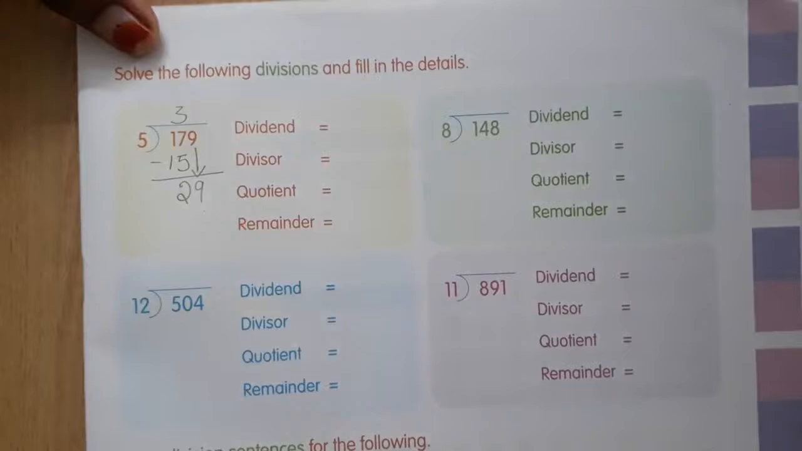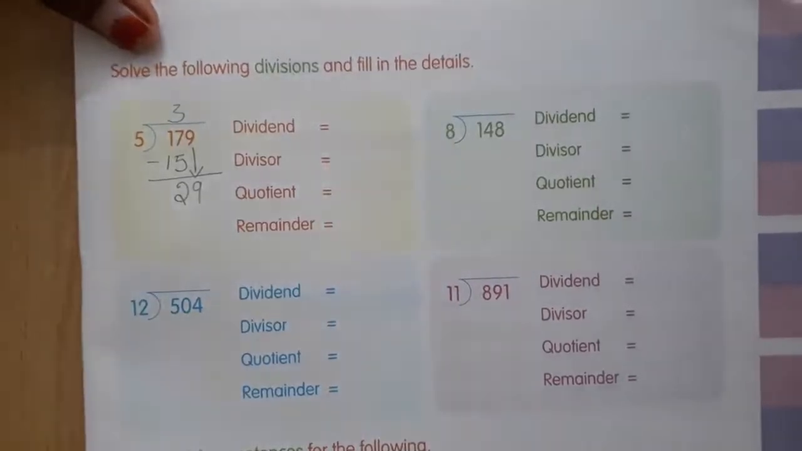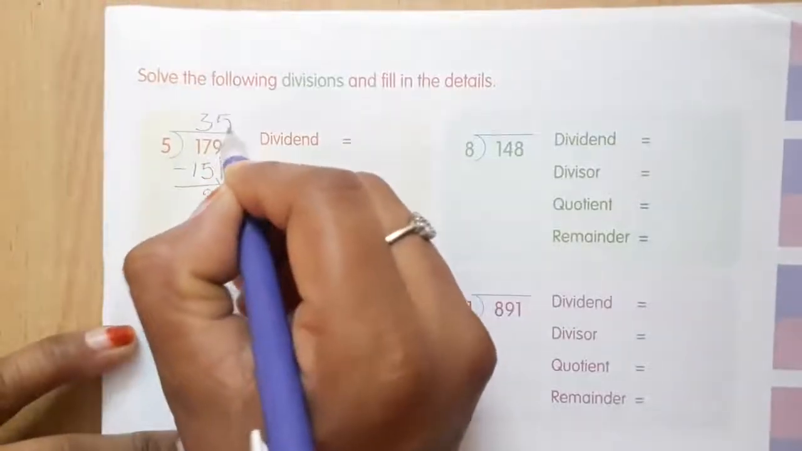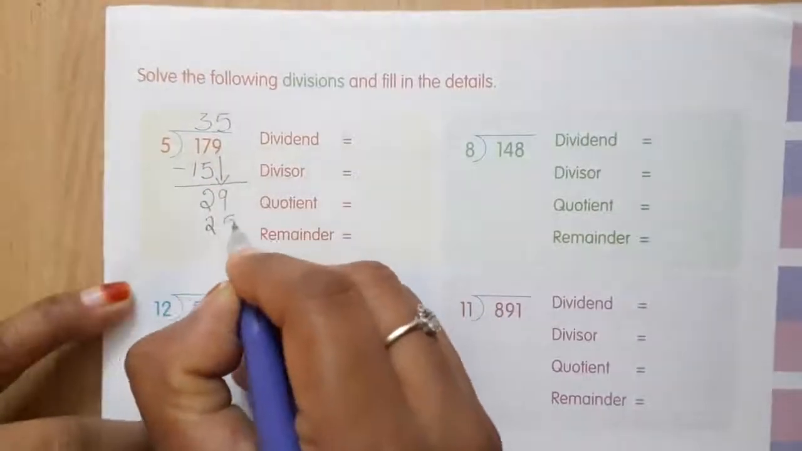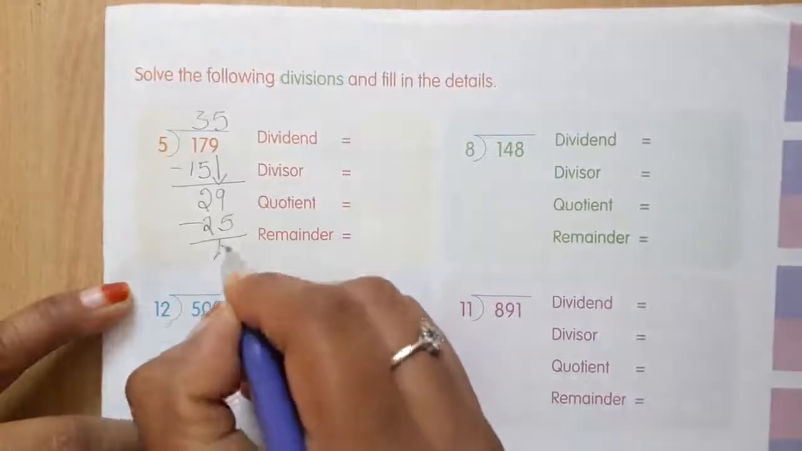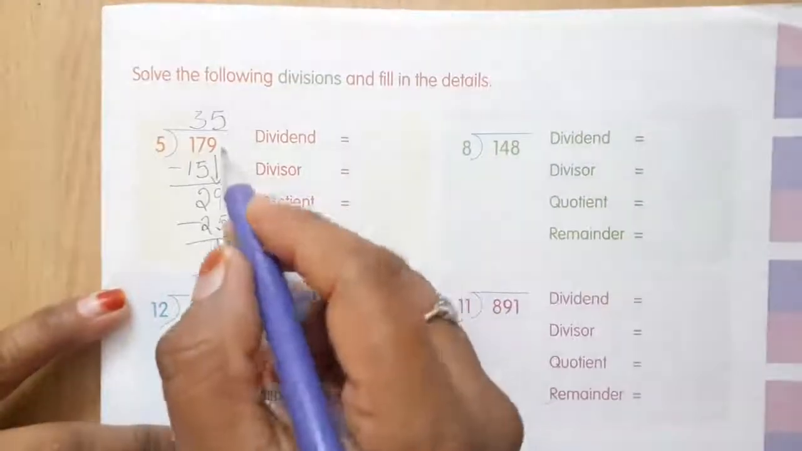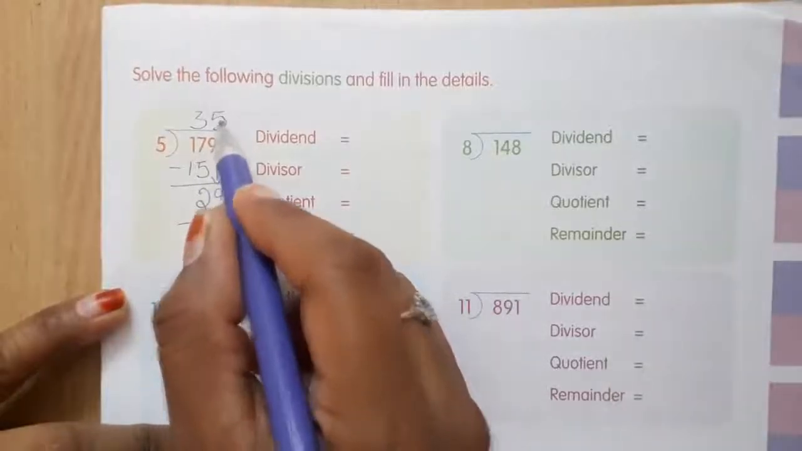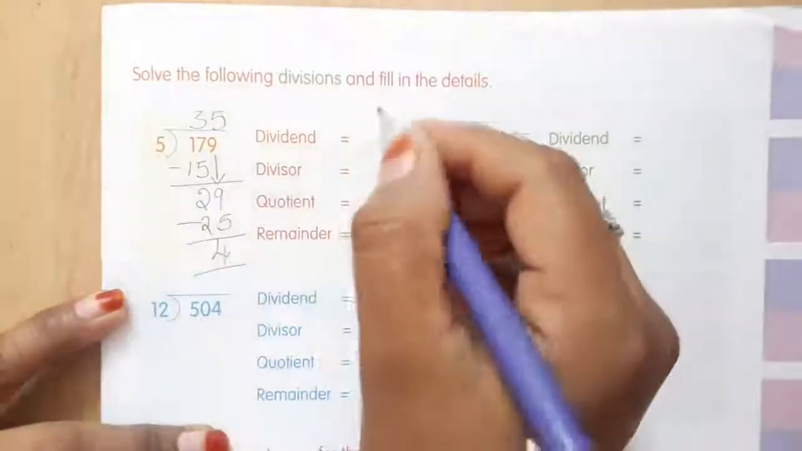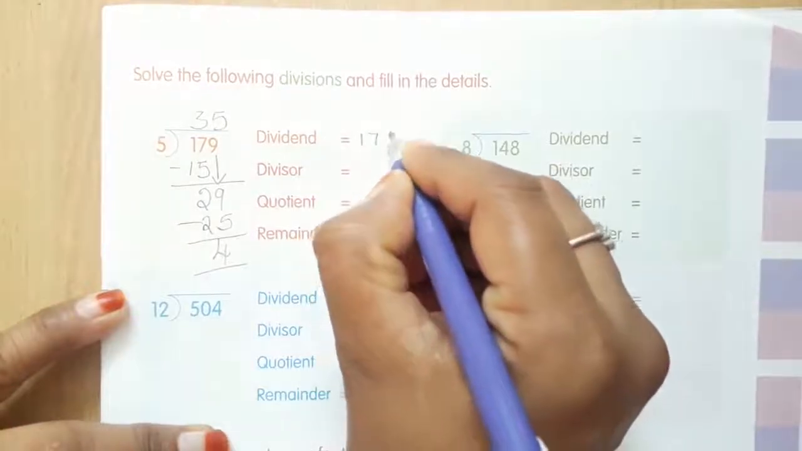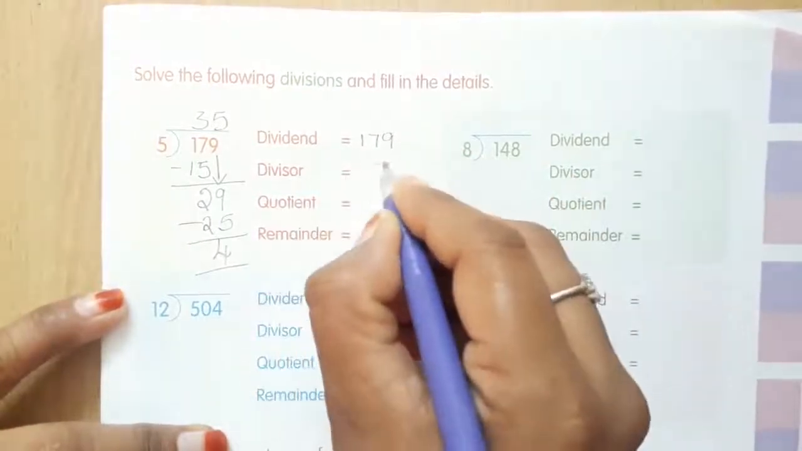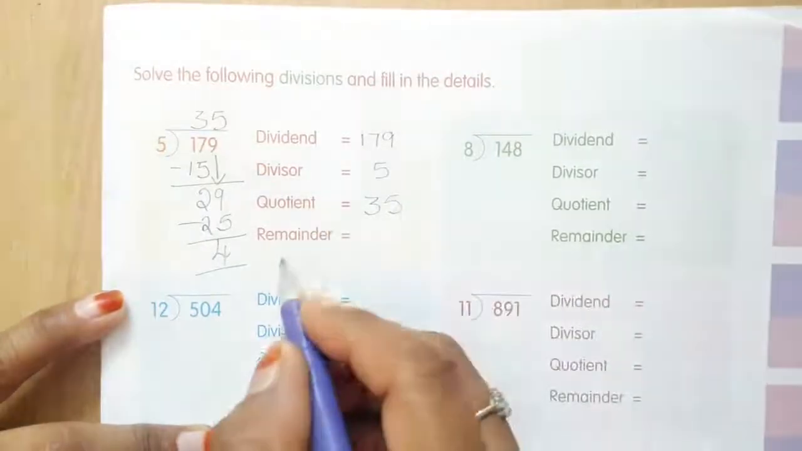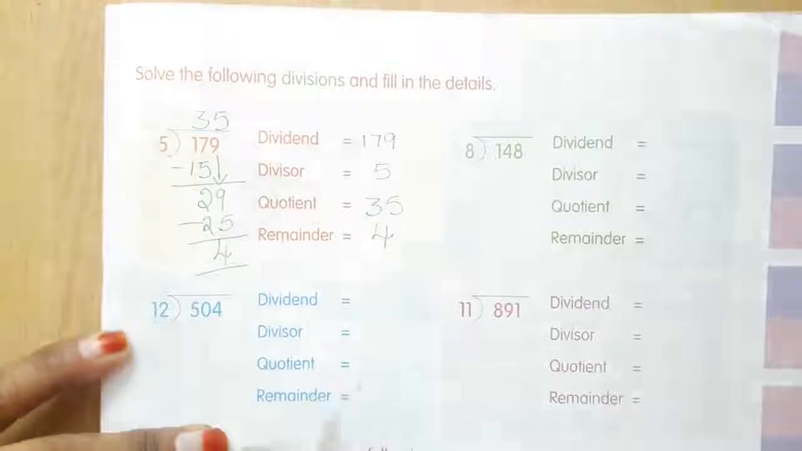29. 29 divided by 5. So 29 is not exactly divisible. 5 5s are 25. 29 minus 25, 4. Here 4 is the remainder. 179 is the dividend. 35 is the quotient. 5 is the divisor. So write dividend 179, divisor 5, quotient 35, remainder 4.